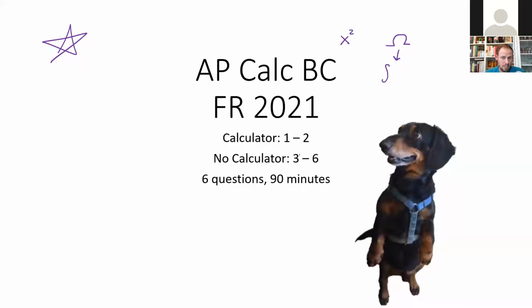I don't know what the rules are. You are welcome to use the apps on your phone for calculators, even if it says not to. As long as you're not using anything else on your phone, it's going to be fine. There's supposed to be 6 free response questions, and you have 90 minutes to complete them.